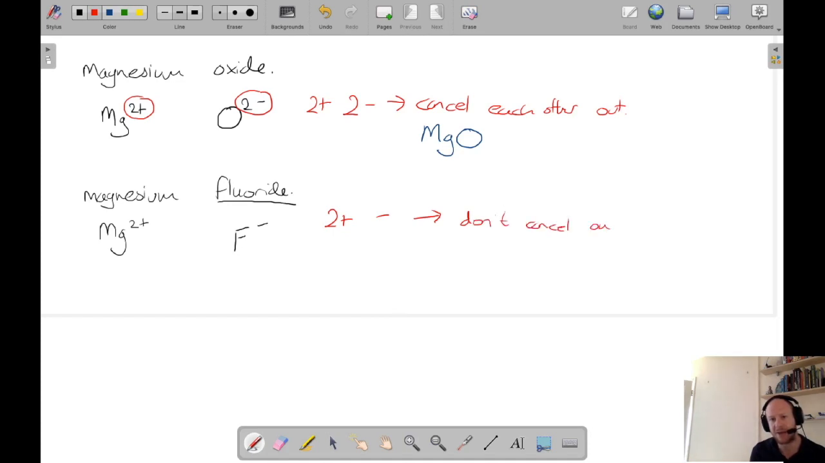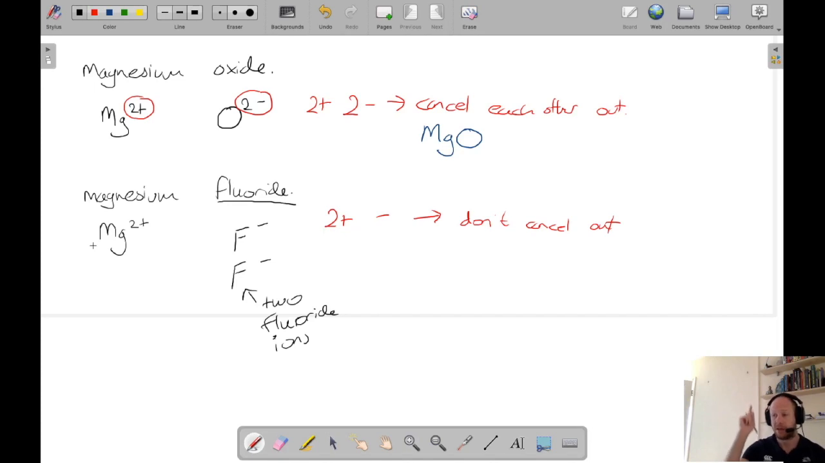These don't cancel out. But we have to make sure that it does, because every positive charge has to be accounted for by a negative charge. There's going to be overall a neutral molecule. Well, how can I do that if this is a 1- and this is a 2+? It doesn't seem possible, does it? Well, the solution to that is that there's actually twice as many fluorines as there are magnesium atoms. Look here, I've got 2 fluoride ions.